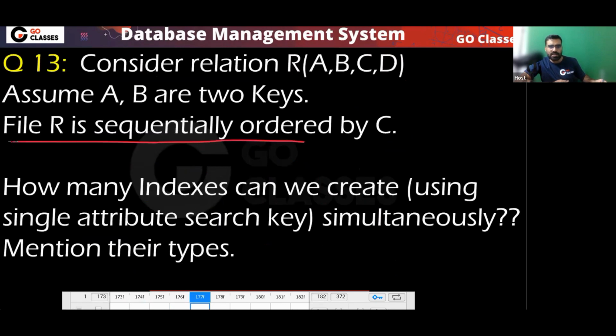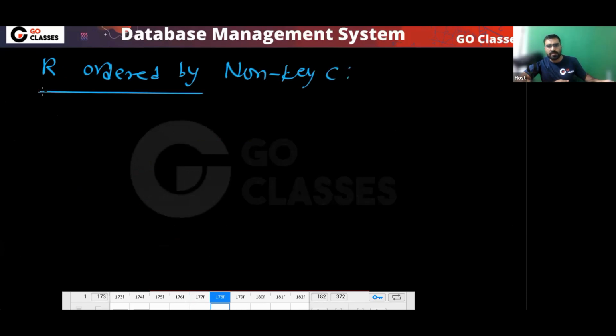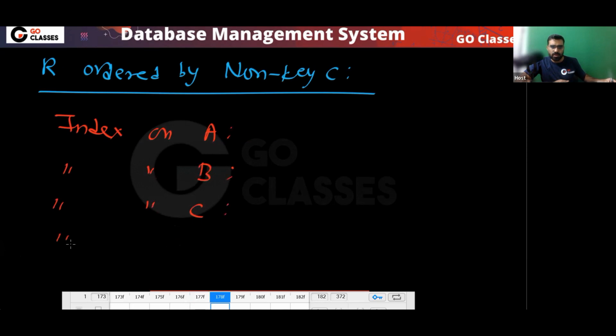Now your file is sequentially ordered by C. How many indexes can you create? Again, you can create 4 indexes, one on every attribute. Because your file is ordered by non-key C, in this situation you can create an index on A, on B, on C, and on D.